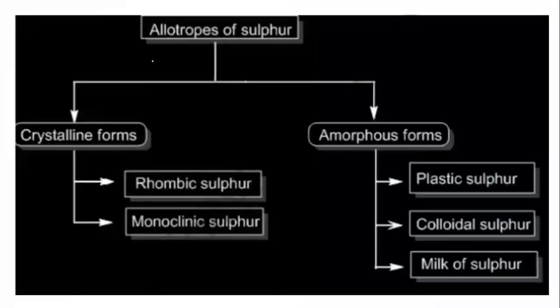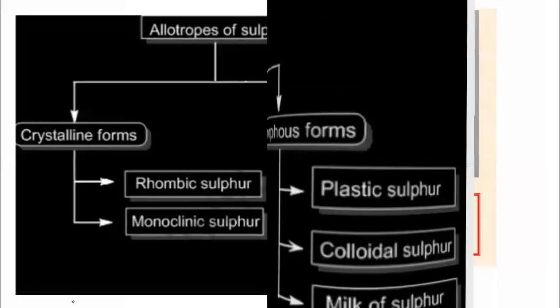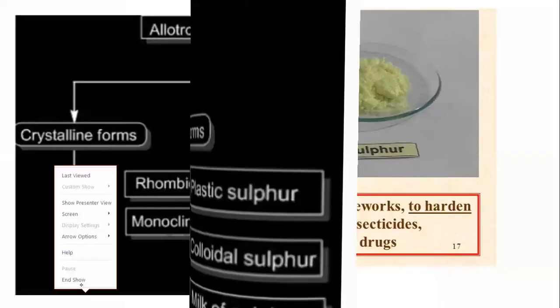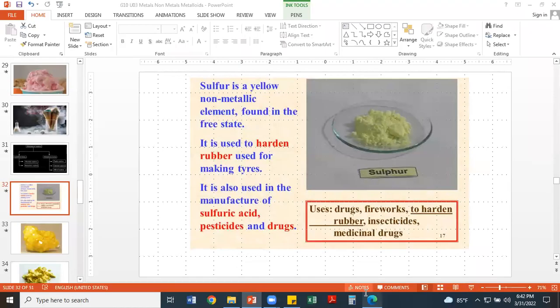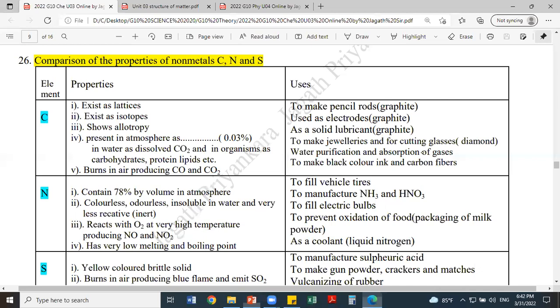No need to write all this, because I have given the nitrogen notes separately here. Before sulfur I'll show you the nitrogen notes. Here I have given all that I have told. In the PowerPoint slide, all that we discussed, I have given the summary. Tires, to make nitric acid and ammonia, to fill electric bulbs, to prevent the oxidation of food, packaging of milk powder. Then as a coolant, liquid nitrogen, quick freezing of food, we use liquid nitrogen, as well as to prevent any leakage from damaged pipes. We pass liquid nitrogen, then what happens?